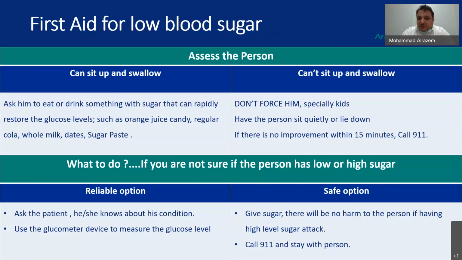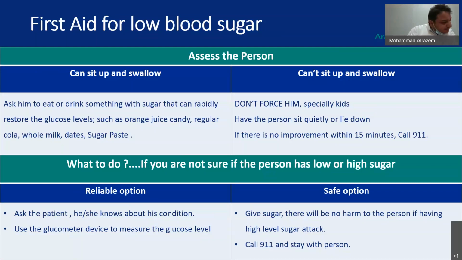There is another question. What to do if you are not sure if the person has low or high sugar? We have two options. We have the reliable option. That means you ask the patient. People with diabetes know themselves when their sugar is high or low. You ask him, what happened? I'm not feeling normal today. He says, yes, I ate my food, but I didn't have my medication yet. That means he has high sugar.